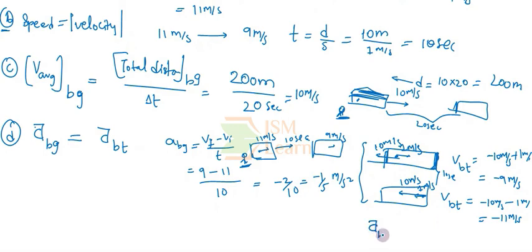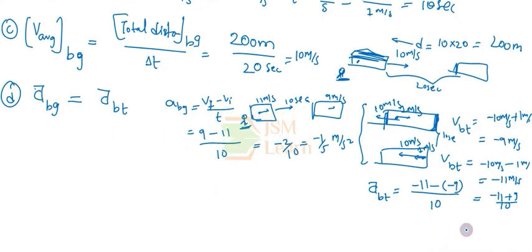So the acceleration of the ball with respect to the train is the final velocity, minus 11, minus the initial velocity, minus 9. So v final minus v initial by time, which is 10 seconds. So minus 11 plus 9 by 10. Again we will get minus 1 by 5 meter per second squared. So we can observe that the acceleration of the ball with respect to the train and the acceleration of the ball with respect to the ground are both equal. So option D is also true.